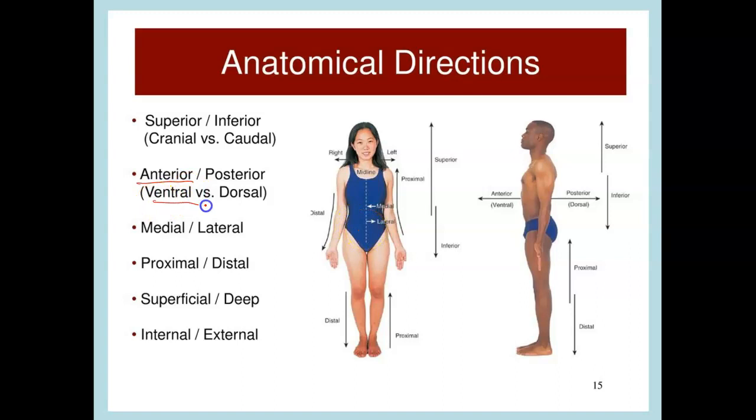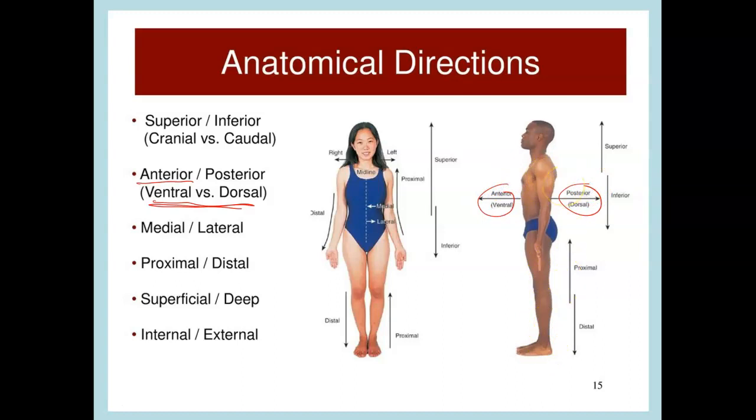Why do we care about dorsal and ventral? Well, that's going to become a big deal when we talk about the nervous system, okay? But we'll talk about it a little bit more later on in this lecture. So anterior is the front. Posterior is the back. So here's anterior and posterior. You're looking at a lateral view here of this man.